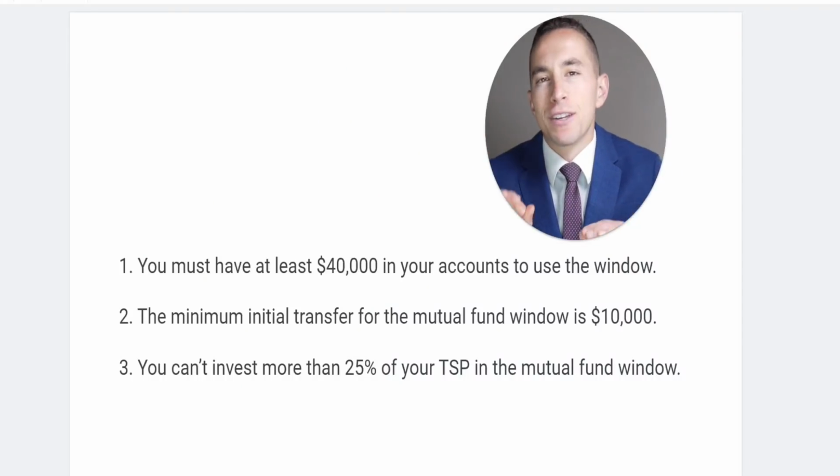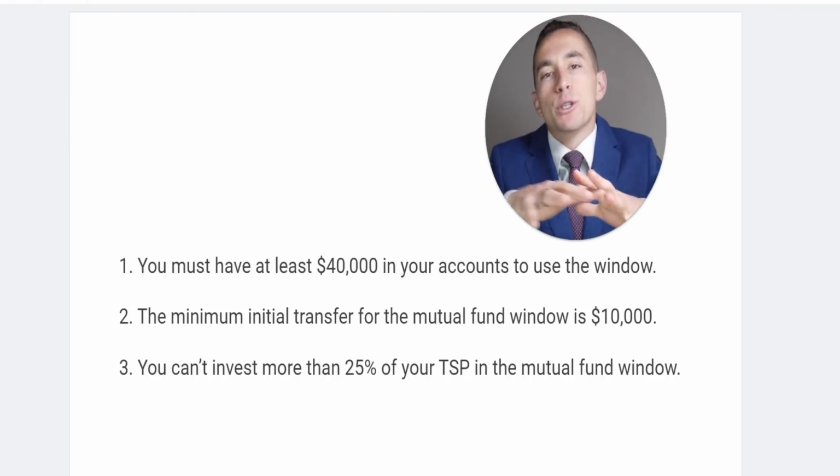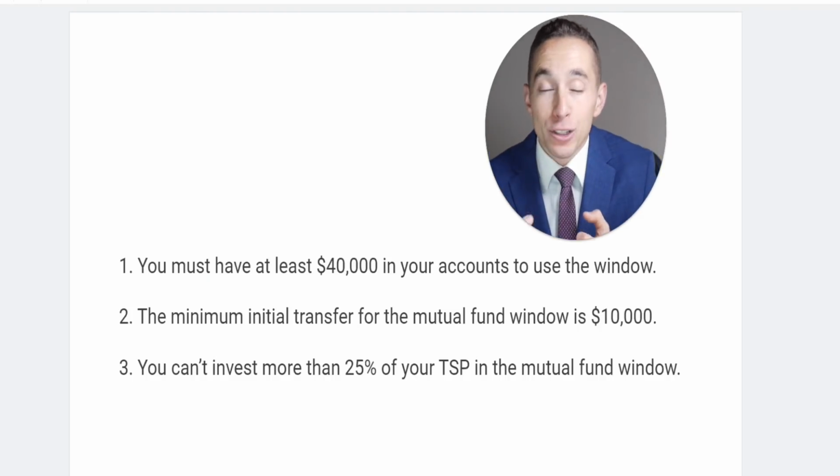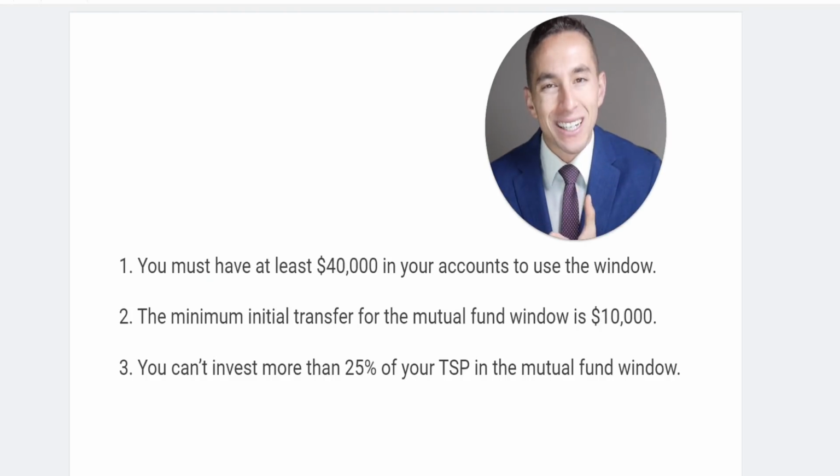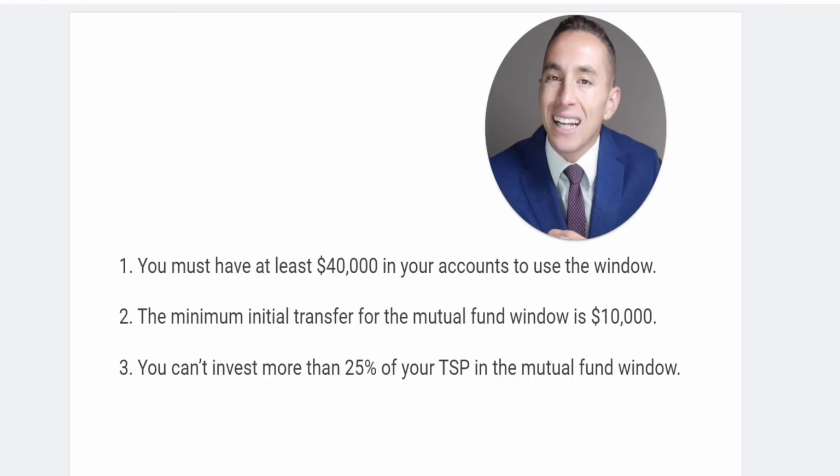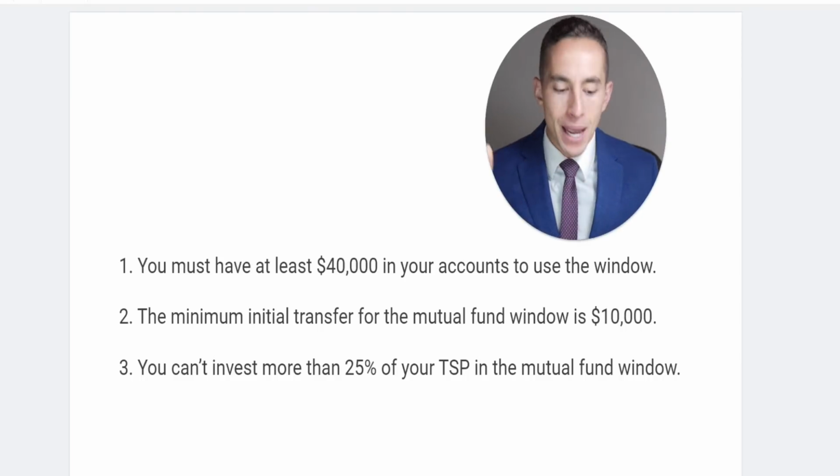Before we dive into the fees just yet, let's talk about some of the ground rules that the TSP has already announced are going to be a part of using this mutual fund window, because it's going to affect the fees that you eventually pay. So let's dive right in.